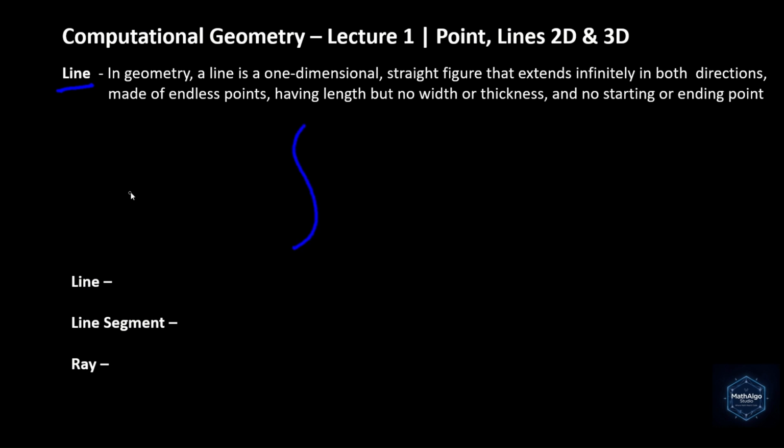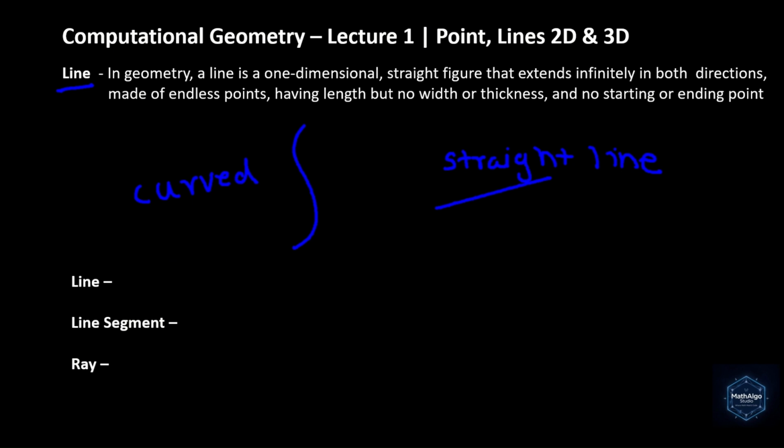Based on shape, lines can be curved as you see here. Or it can be straight lines. In computational geometry, we mostly work with straight lines because they are easier to represent using equations and vectors.